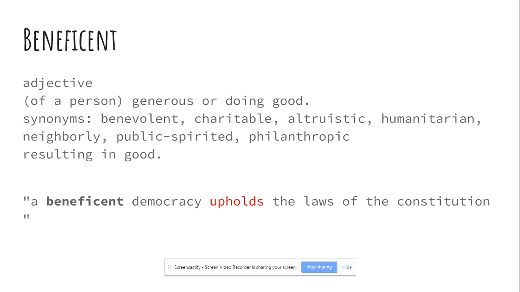Beneficent. Beneficent is an adjective, and it means generous or doing good. A person, right? You're not going to describe a dog as beneficent. It's going to be a person's actions. So, benevolent, charitable, altruistic. A beneficent democracy upholds the laws of the Constitution. So here, upholds would be the verb. And the democracy is being described as beneficent.